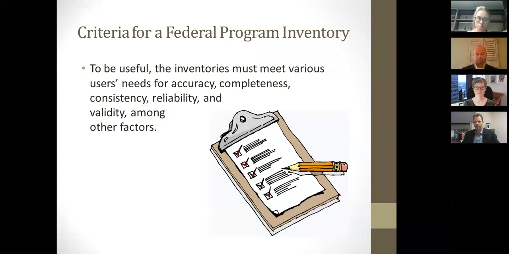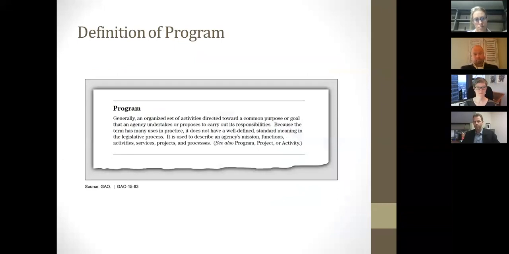And so that leads to a central question of a program inventory, which of course is, what's the definition of a program? So on slide 7, we refer to GAO's glossary of terms used in the federal budget process. And that defines programs generally, as you can see there, as an organized set of activities directed toward a common purpose or goal that an agency does to carry out its responsibilities. And even though that's pretty squishy, it's squishy for a good reason. Programs can relate to a lot of different aspects of an agency's mission or functions or activities. So in that sense, it's good to have that flexibility.